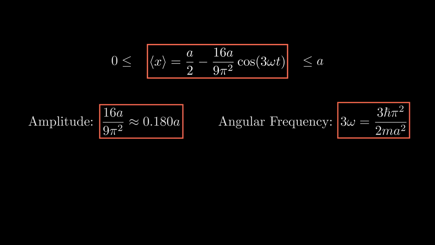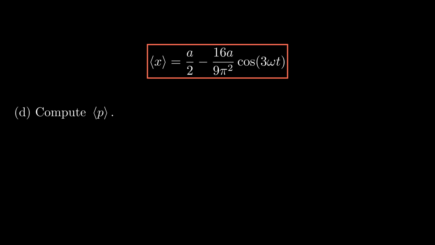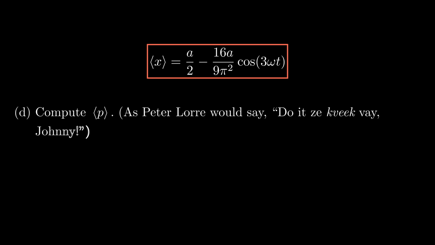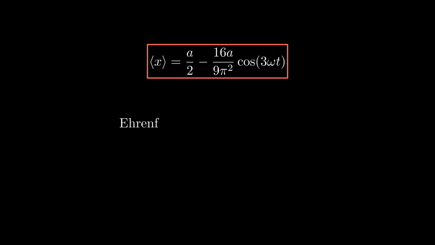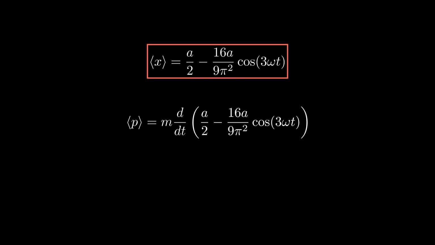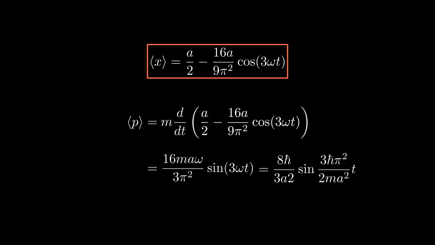Let's move on to part D of problem 2.5, where we need to compute the expectation value of momentum. We're supposed to tackle this quickly, as Griffiths humorously suggests, using a line inspired by Peter Lorre from The Maltese Falcon. So let's dive straight into it. A quick method to calculate the expectation value of momentum is by applying Ehrenfest's theorem. This involves taking the time derivative of the expectation value of position and then multiplying the result by the mass, m. We simply substitute the expectation value of position, which we calculated in part C, and take its derivative with respect to time. And this is the final result.